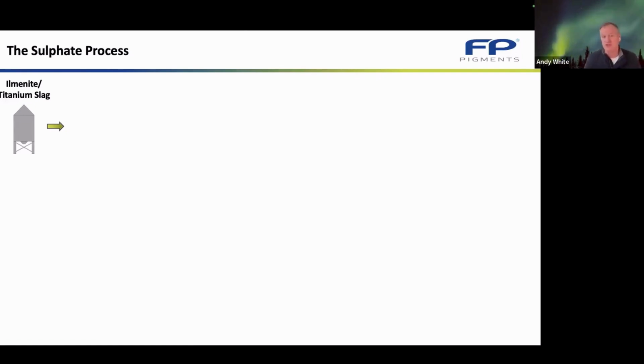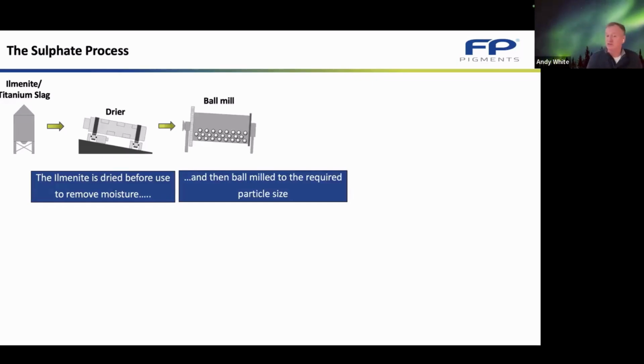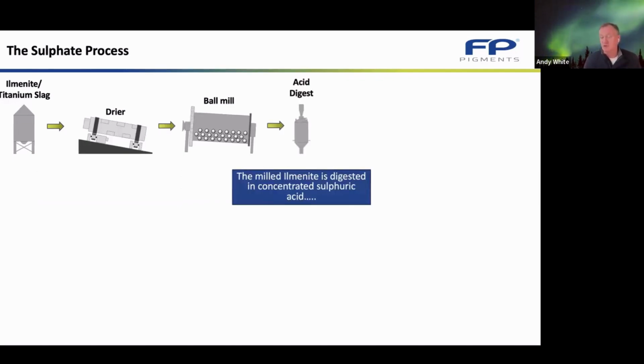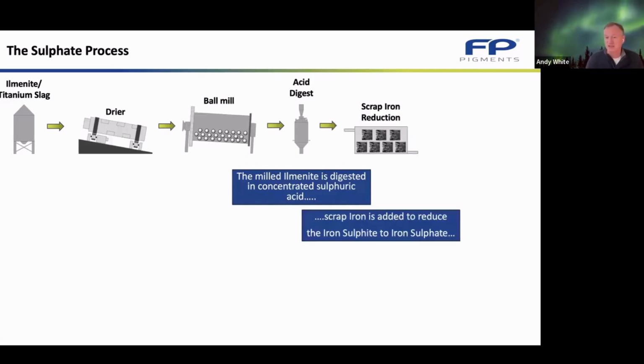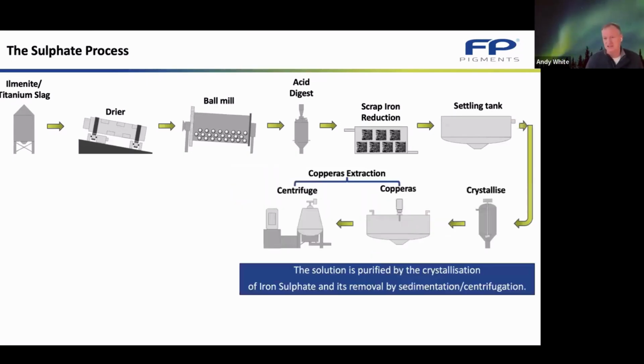The sulfate process, you start with ilmenite or titanium slag. You have to dry it before you can use it. Before you react it with sulfuric acid, you have to make sure it's the right particle size for the reaction, otherwise you won't be able to manage that reaction properly, so you have to ball mill it. Having ball milled it, you're going to digest it in sulfuric acid. You're going to add scrap iron to reduce it to the right oxidation state. You're then going to settle out the silicas and the impurities and things like this.